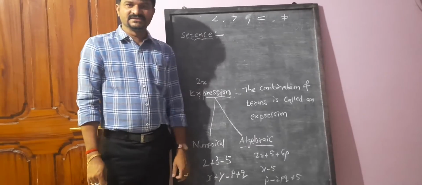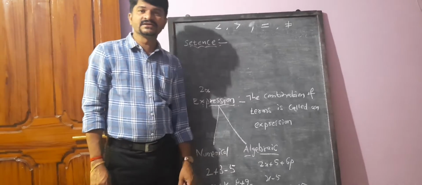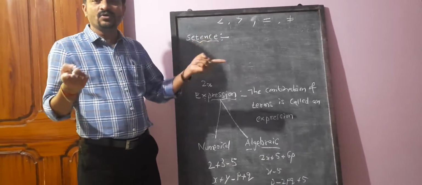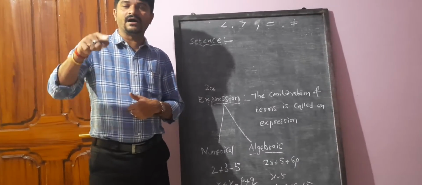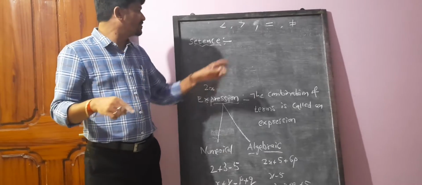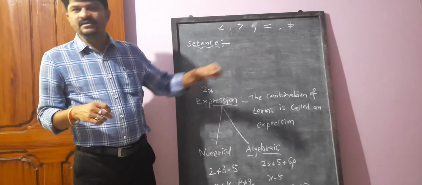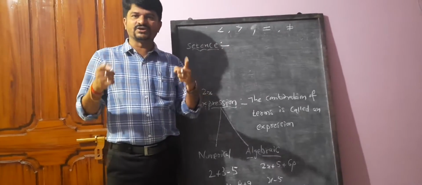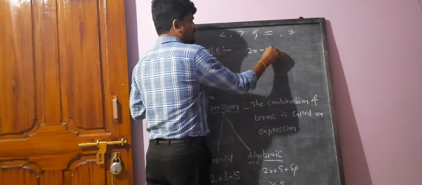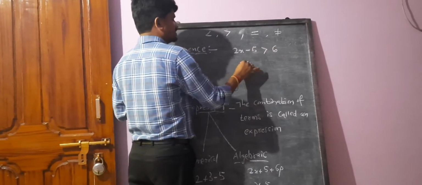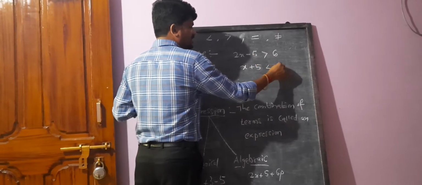Mathematical sentence. What is a mathematical sentence? The combination of two or more algebraic expressions joined by either the less than symbol or the greater than symbol or the equality sign is called a mathematical sentence. Is it clear? Two or more expressions joined by, for example, 2x minus 5 less than 6, x plus 5 greater than 10.